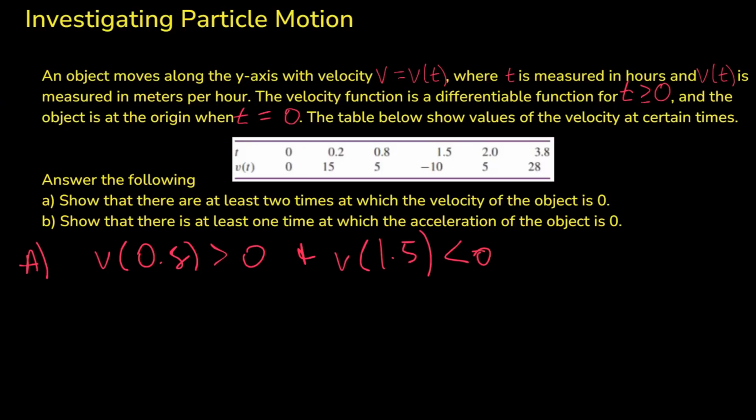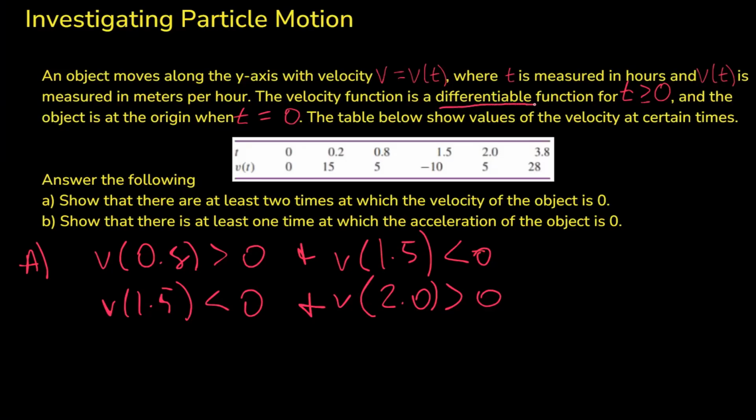Similarly, if you look at the interval from 1.5 to 2, you have a sign change in velocity. So I know that v of 1.5 is less than 0 and v of 2.0 is greater than 0. Now, this all hinges on the fact that we know that this function is continuous because they said that the velocity function is a differentiable function.